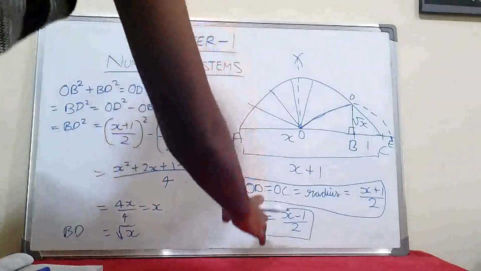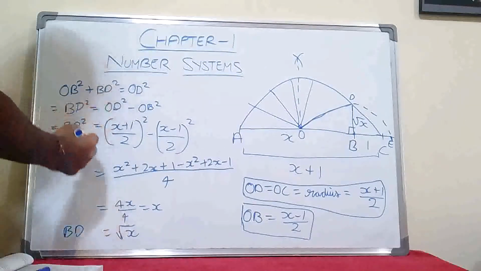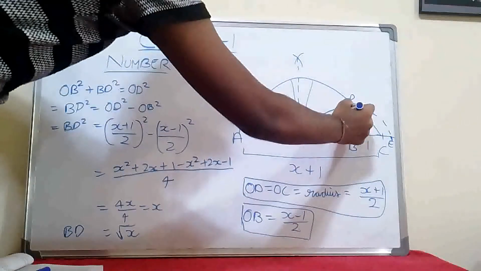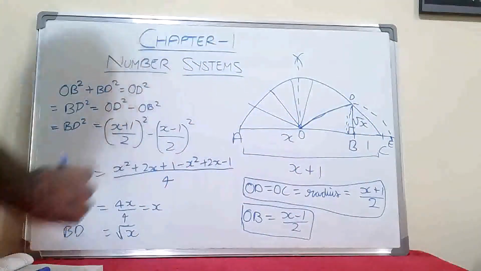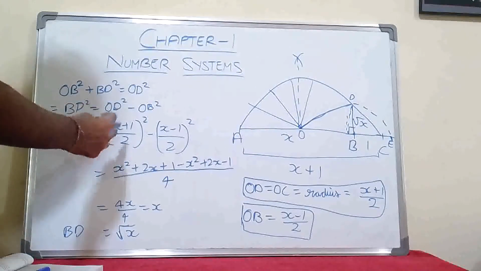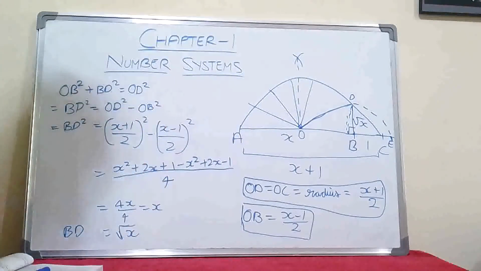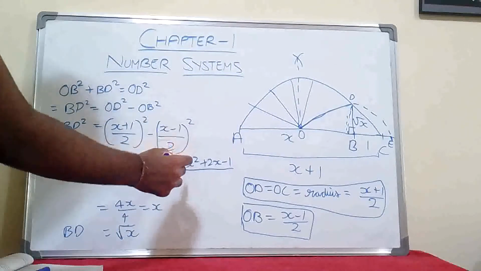So here when we substitute the values, we get BD. We are finding the value of this line over here. So BD square equals x plus 1 by 2 square minus x minus 1 by 2 square. Using the identity we learned, a square plus 2ab plus b square, we get x square plus 2x plus 1 minus x square minus 2x plus 1.